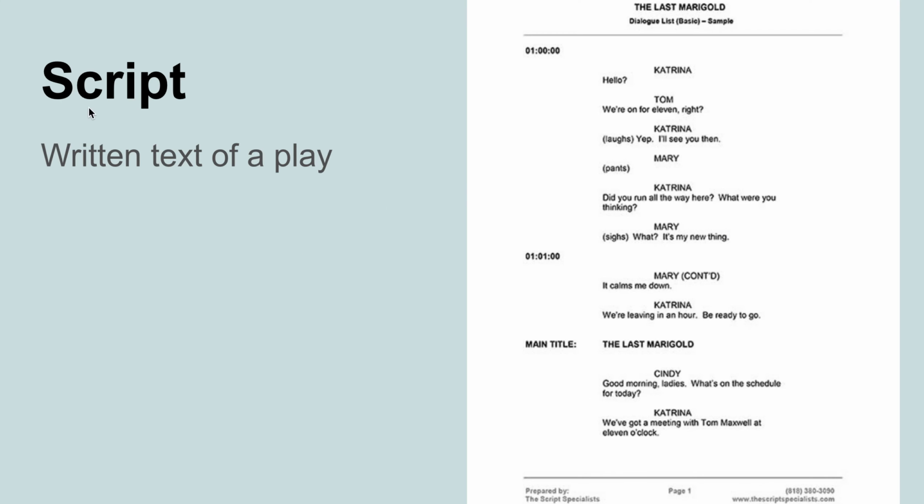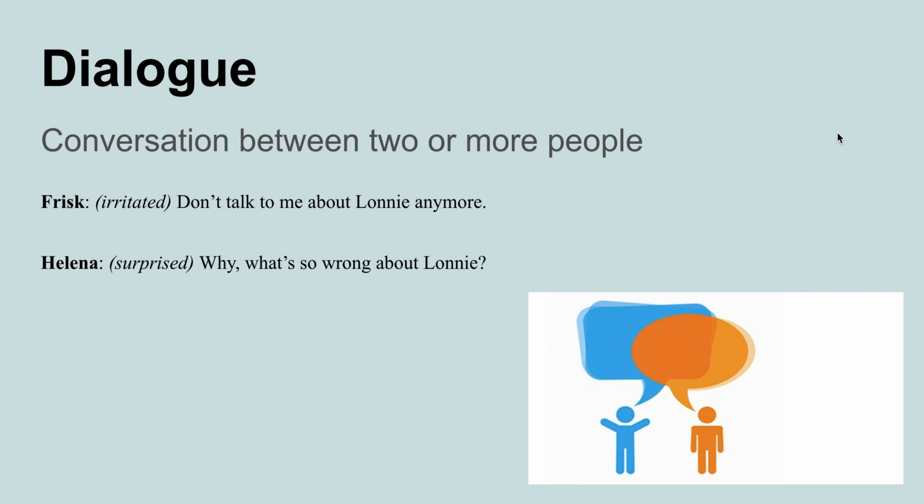The first vocabulary term is the word script, and a script is the written text of a play. If you look at this picture here, it's a play called The Last Marigold, and this is the script. So it's the play written out. You can see there's a character's name here, and then what they say. So Katrina says hello, and then Tom says we're on for 11, right? So this is called a script. When you are reading a play, it's called a script.